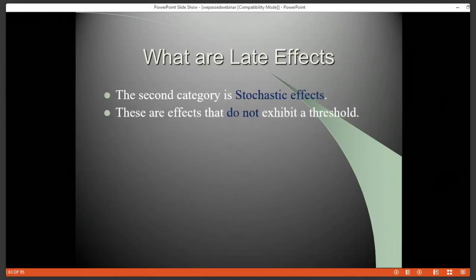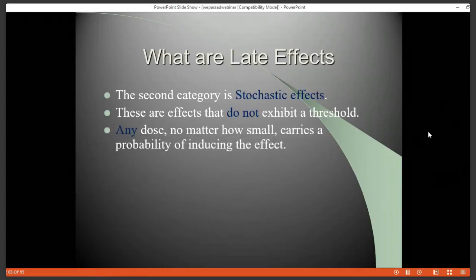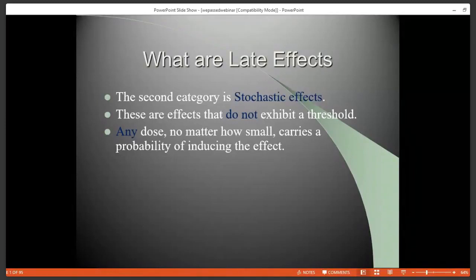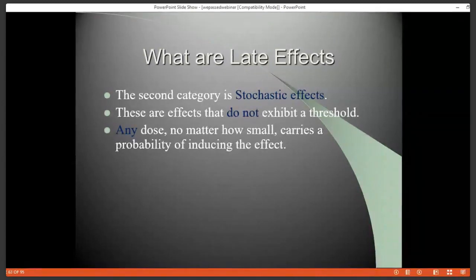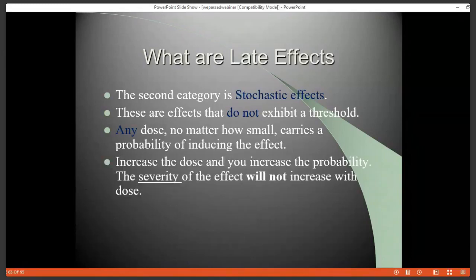Second category is stochastic effects, and these don't exhibit a threshold, meaning that any dose of radiation, no matter how small, carries a probability, even though it's very small, of inducing the effect. This is why no extra dose is good. We really have to be careful about how much radiation is given. Repeat exposures are all problematic in this way because we move along this probability curve of inducing a stochastic effect with each additional X-ray photon given, albeit as small as it might be. So increasing the dose, you increase the probability of these effects. However, the severity is not something that increases with this. It's just the probability that the effect will happen.